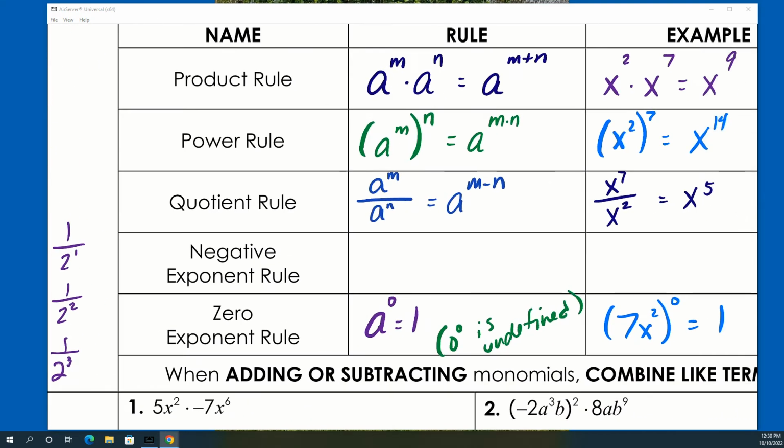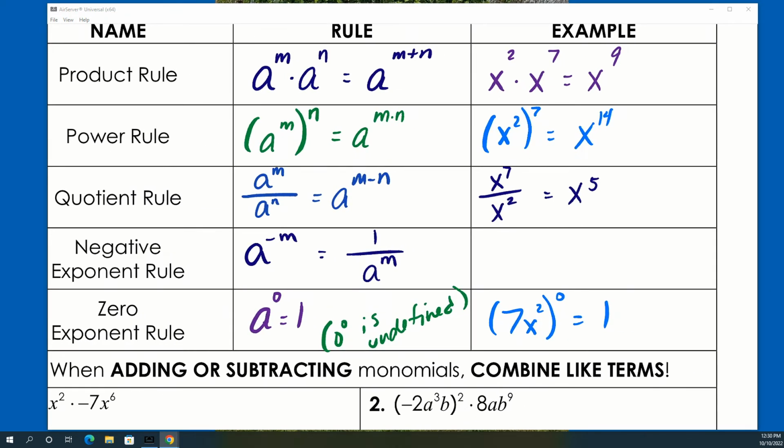All right, so if we have a to the negative m, that's the same as 1 over a to the positive m. And so x to the negative 2 is 1 over x to the positive 2.